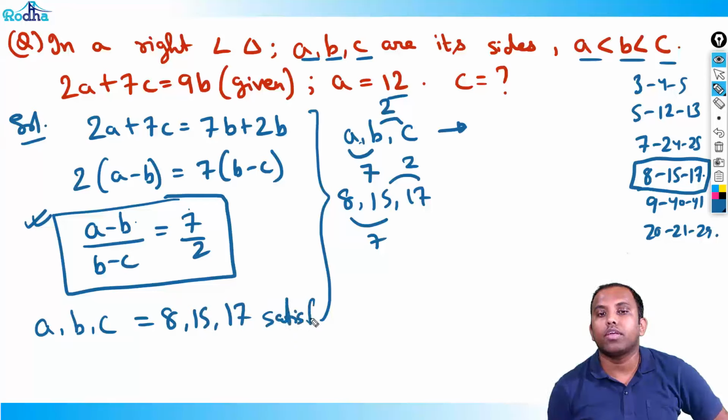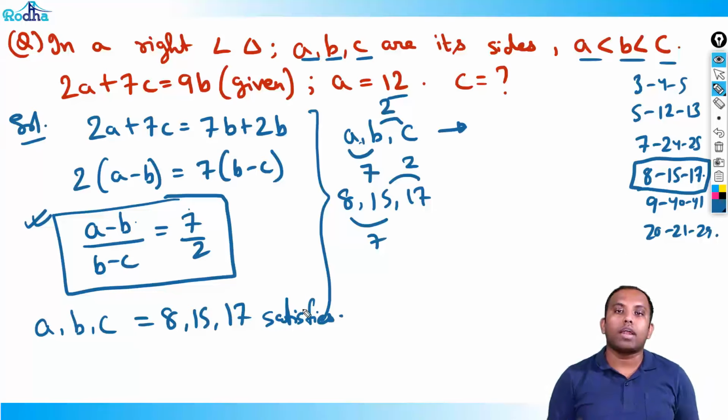It's a very good question, right? It talks about the understanding of the triplets. If you know the triplets, you do it very fast. Otherwise, you put the value of A equal to 12, do some hit and trial, go into deep algebra, and you'll not get the answer. Very difficult, lengthy.